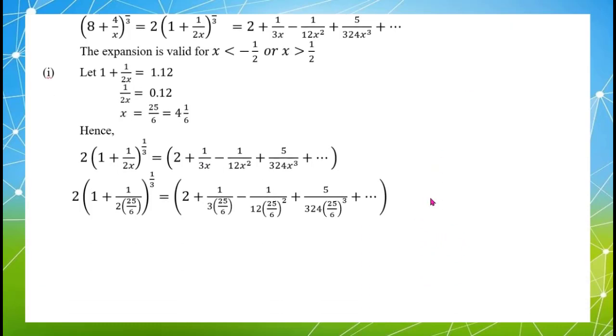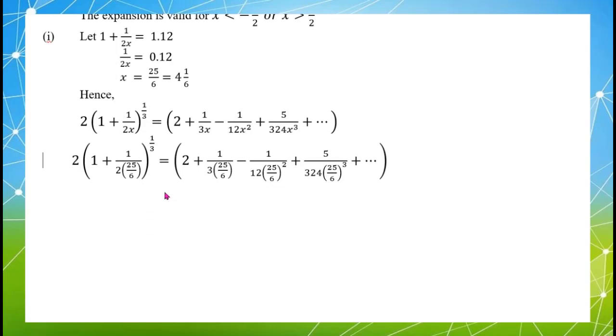Now I simplify the calculation on the left and on the right hand side. Then I get 2 multiply 1.12^(1/3) is approximately 2.07541. Then I shift the 2 to the right hand side. Then I get the cube root of 1.12 is approximately 1.0377.